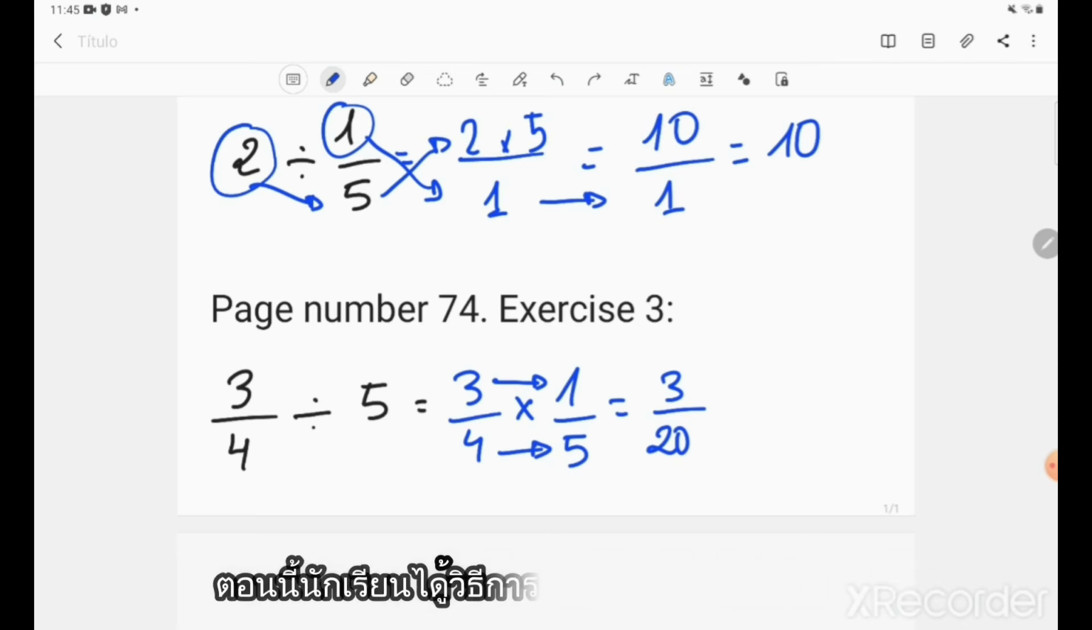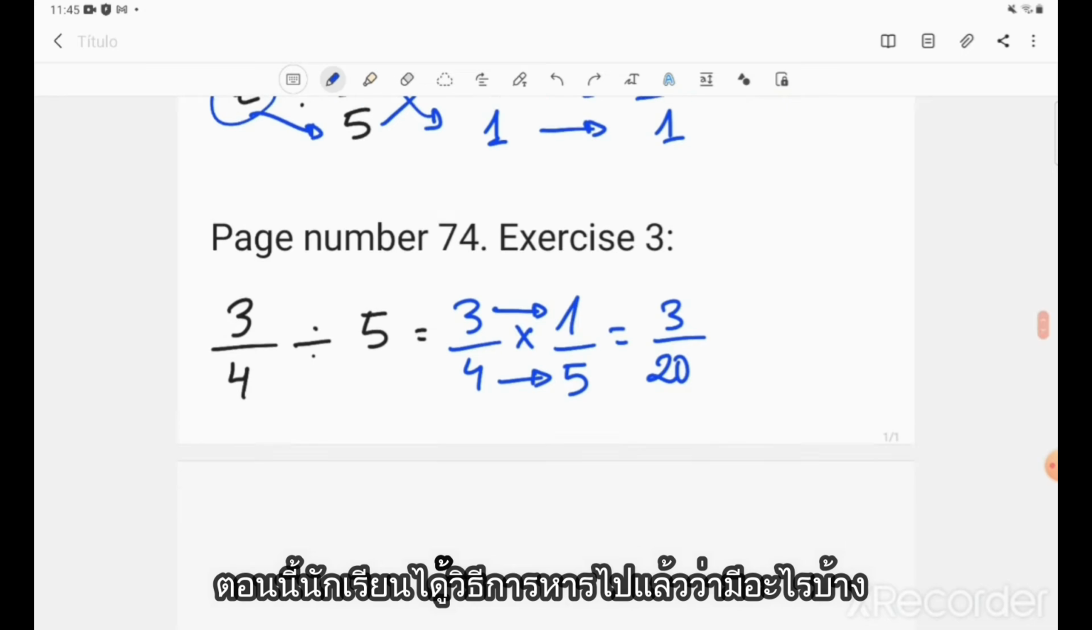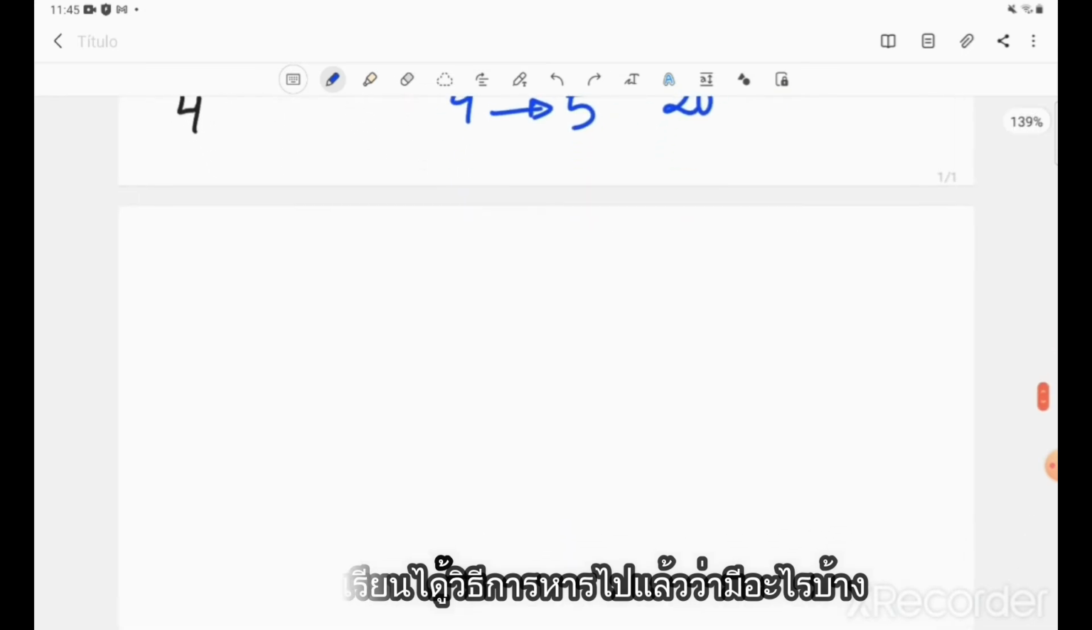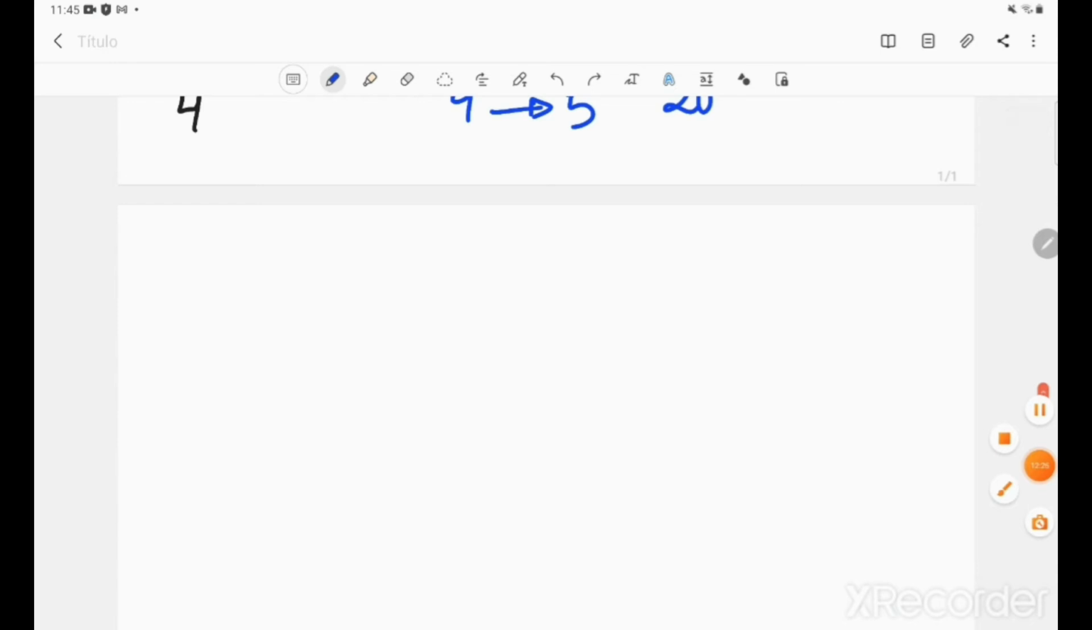Okay, so now you know how to divide fractions by fractions and by whole numbers in all the scenarios that you can find. So now we are going to move on. In our book we have some word problems, but we're going to skip them, because at the end of the unit we have more word problems, so we will do those then.